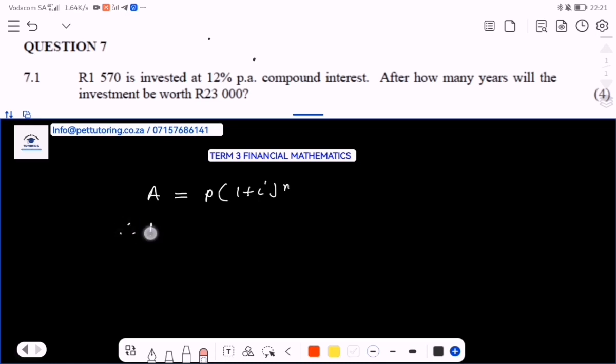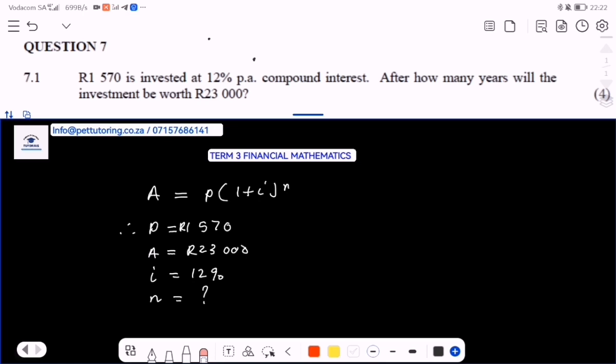However, we are also given that the value of P is 1,570. This is the amount invested to get the final amount of 23,000. Interest is also given, 12%. The period, or the number of years, is the one that we are calculating. So what we need to do here is substitute whatever you are given into this formula and make n the subject of the formula.